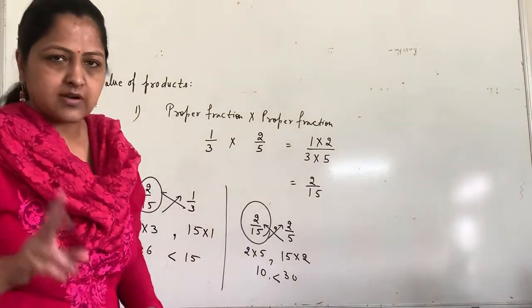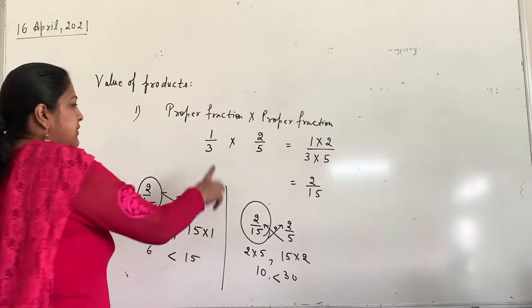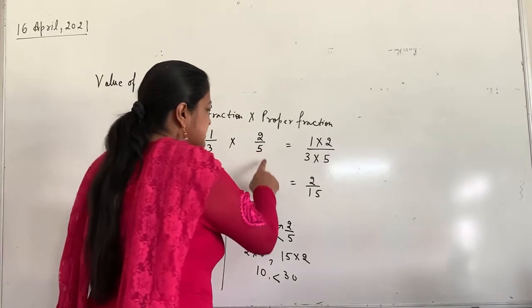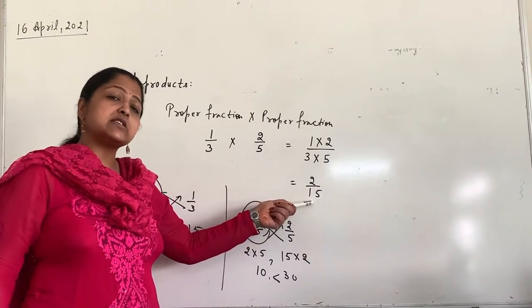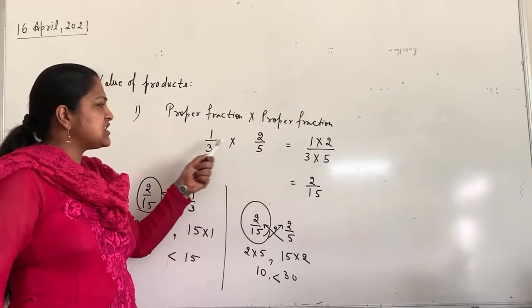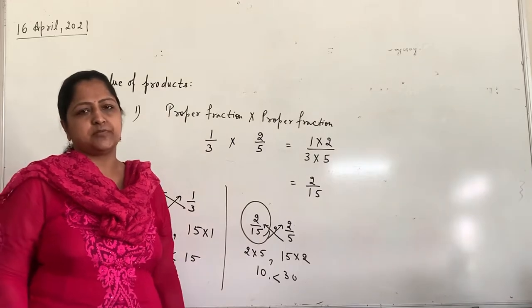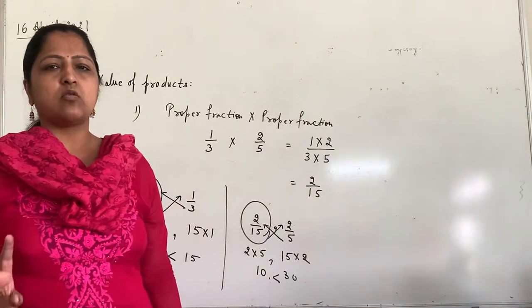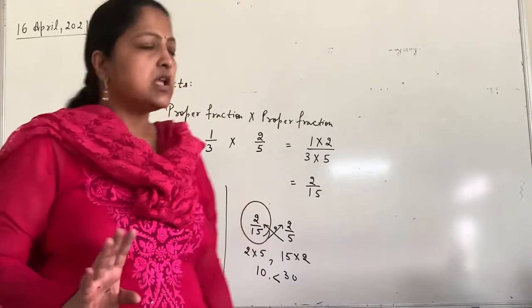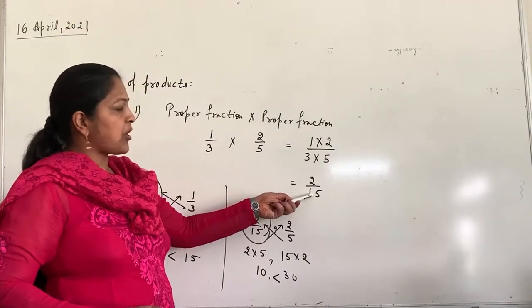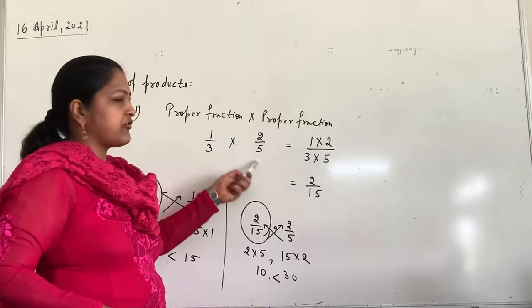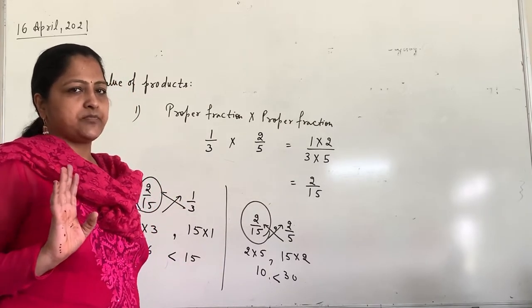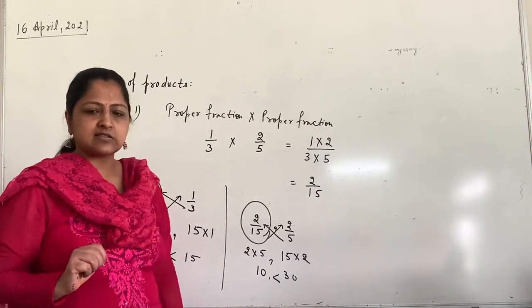What is the important result? When we multiply two proper fractions, then the value of product is always less than each of the proper fractions. Less than, smaller than, whatever the word you want to use. The value of product of two proper fractions is always smaller than each of the proper fractions. The results I will send in the class notes.